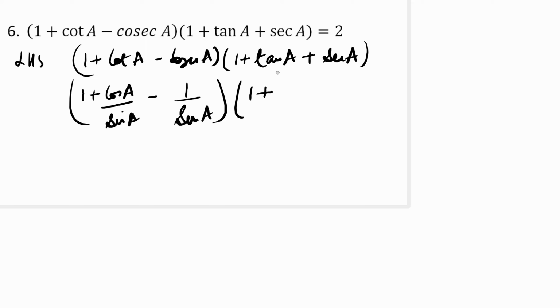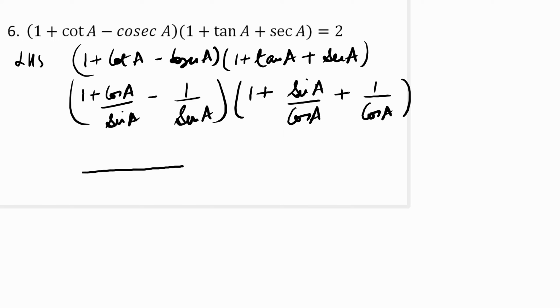Tan A you can write as sine A upon cos A. You should know them by heart if you want to solve such questions. Sec A is 1 upon cos A. Okay, now we'll take the LCM. We'll take the denominator common. The LCM is sine A. So this will become sine A.